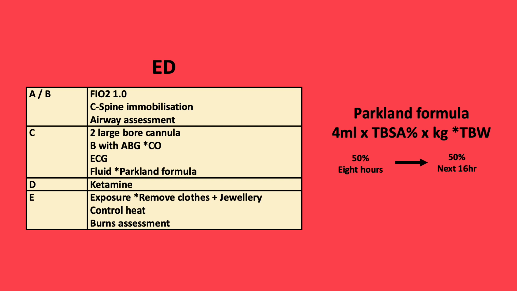Cardiovascular. Two large bore cannulas should be inserted, a full set of bloods including CK, calcium, troponin and a group and save, and an ABG to especially check carbon monoxide levels.